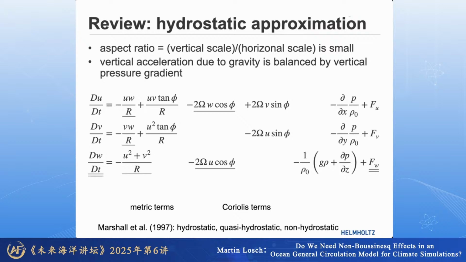One of the assumptions that we make when we set up our hydrostatic approximation is that the horizontal scale is much larger than the vertical scale of motion. So horizontal velocities are much larger, and then it turns out that the vertical acceleration due to gravity can only be balanced by a vertical pressure gradient, and all other terms in the vertical momentum equation are unimportant.